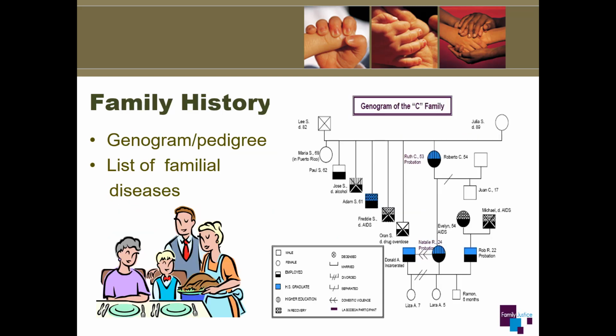The nurse may also ask about the health of close family members, such as parents, grandparents, and siblings. That will help identify issues that the patient may be at risk for. A genogram is actually a pictorial of that history. And then this way we can quickly see familial tendencies just by drawing out this schematic.